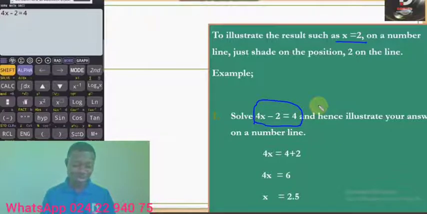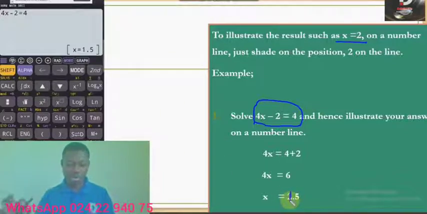You remember shift calculate. Solve is on top of calculate, and it's the same color as shift, so shift calculate. The answer is 1.5. You get it? The answer is 1.5. Sorry, it's supposed to be 1.5 here, not 2.5. Sorry, it's a typo error. That's acceptable.